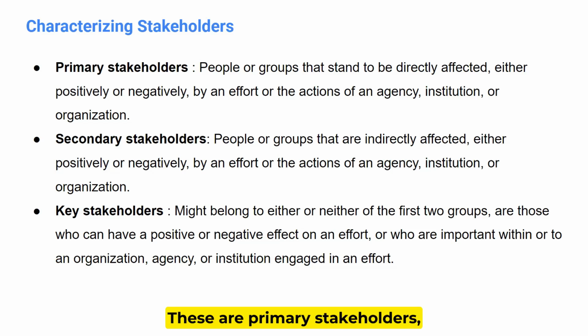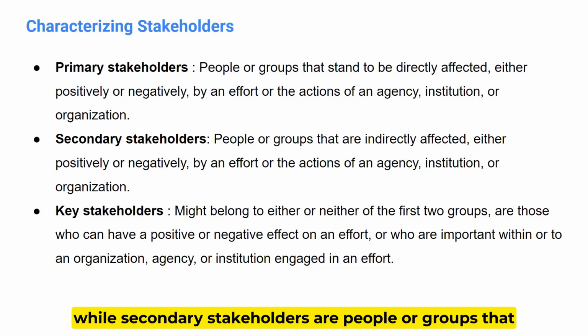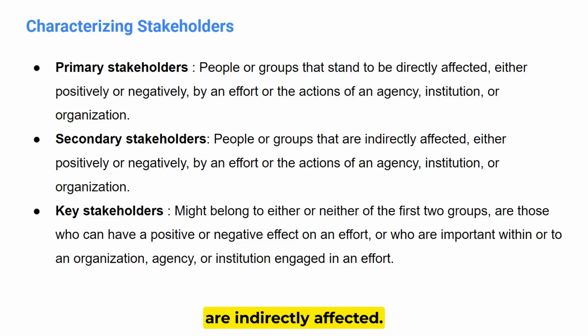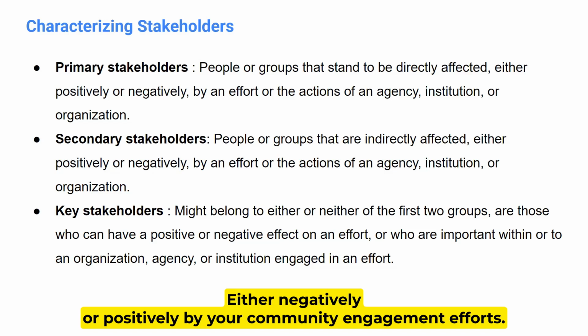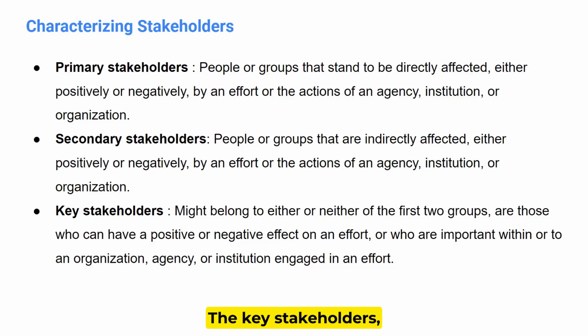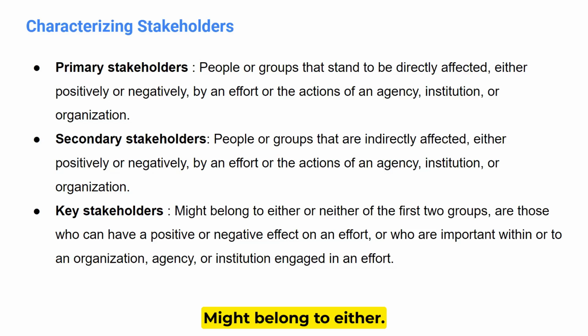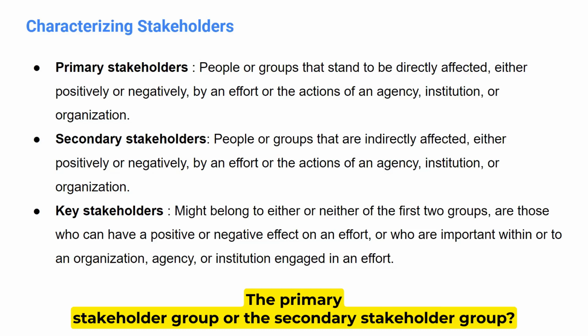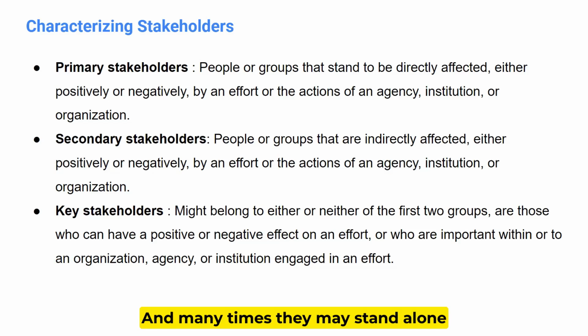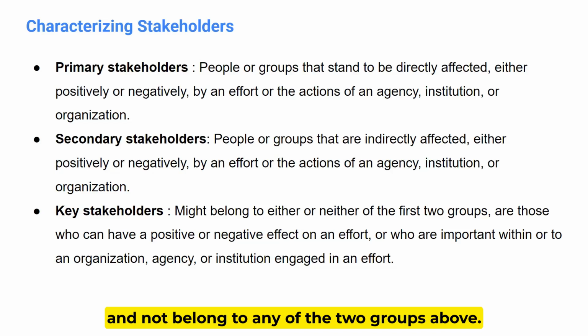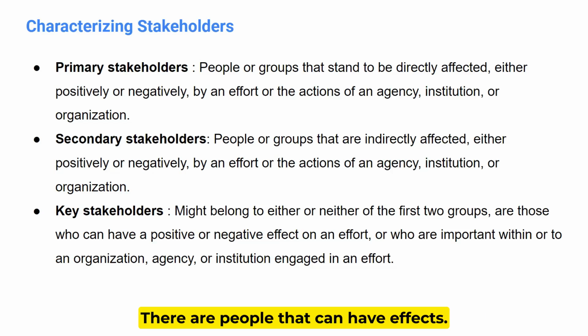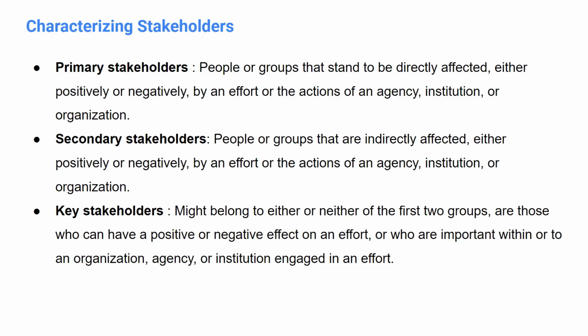These are primary stakeholders. While secondary stakeholders are people or groups that are indirectly affected, either negatively or positively, by your community engagement efforts. The key stakeholders, which are the last category of stakeholders, might belong to either the primary stakeholder group or the secondary stakeholder group. And many times they may stand alone and not belong to any of the two groups above. They are people that can have effect.